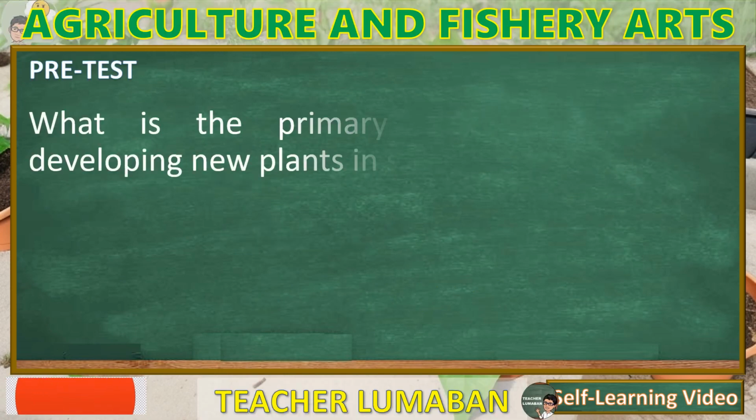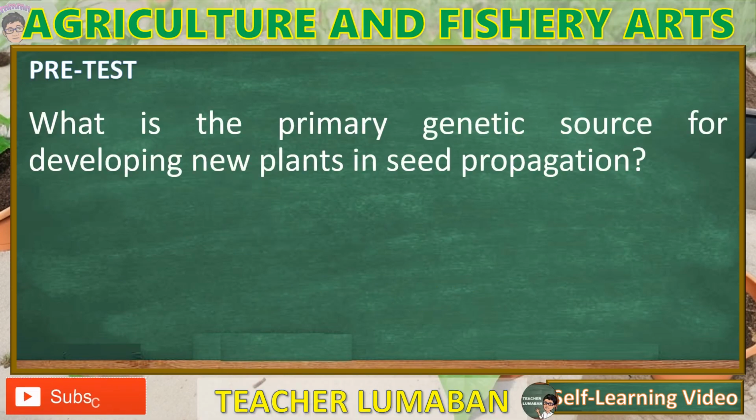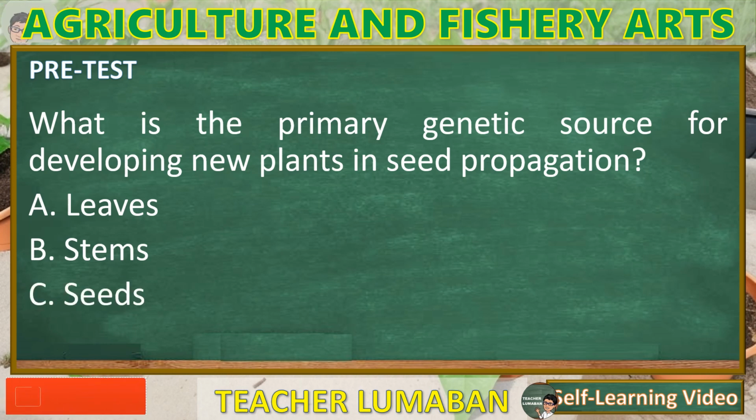What is the primary genetic source for developing new plants in seed propagation? A. Leaves. B. Stems. C. Seeds. D. Roots.